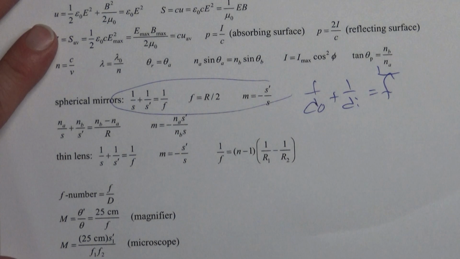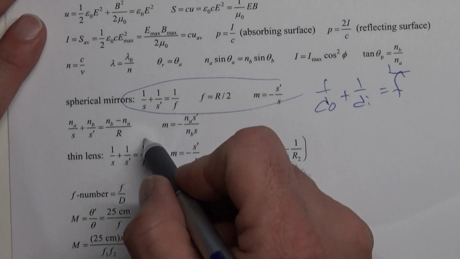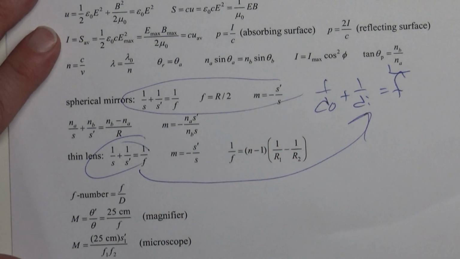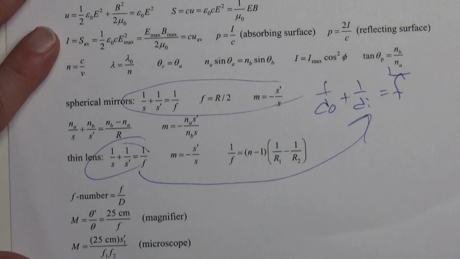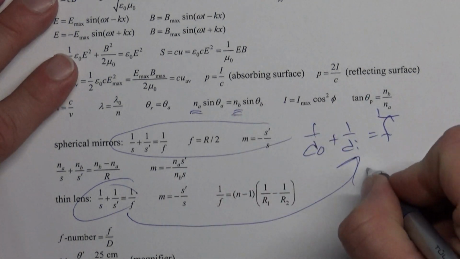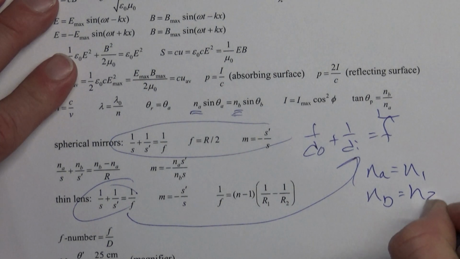And this continues on through. Like, the thin lens equation is the exact same thing as the mirror equation. So it's 1 over DO plus 1 over DI equals 1 over F. Now, the other thing I don't like that he does, here he has NA and NB. Well, NA I like to call N1, and B I like to call N2.